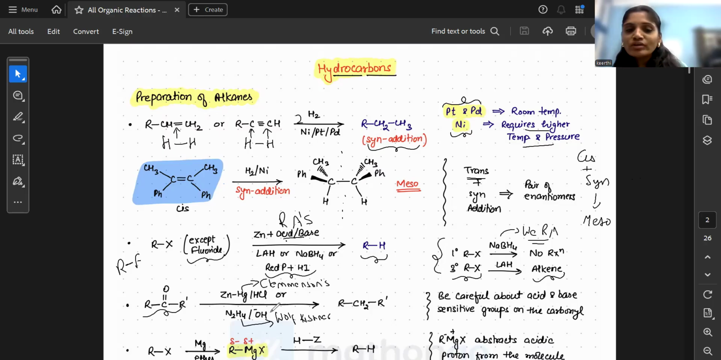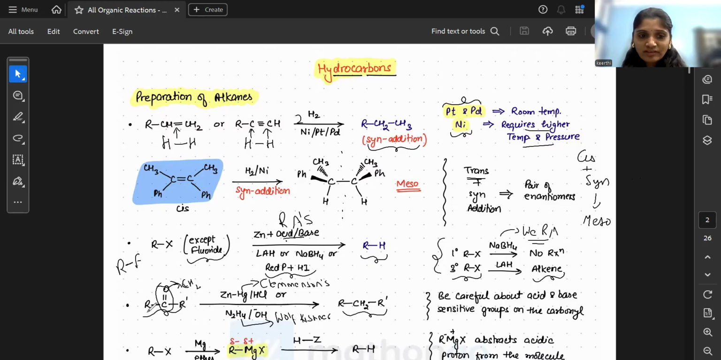Okay, when you use this, what happens? This carbonyl group, whatever carbonyl group is there, it is getting reduced to which group? Your CH2 group. Whenever you are using a reducing agent, this carbonyl group will get converted to CH2 group and you get the respective alkane. Clear?